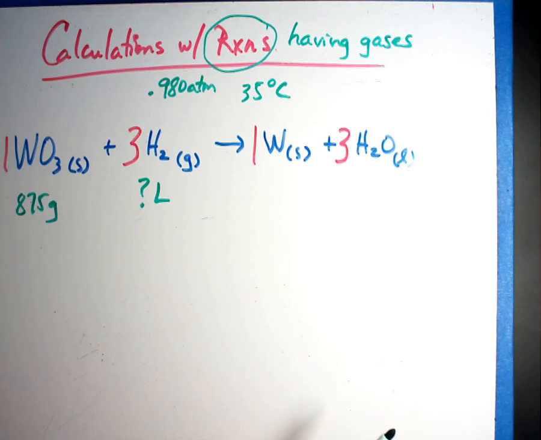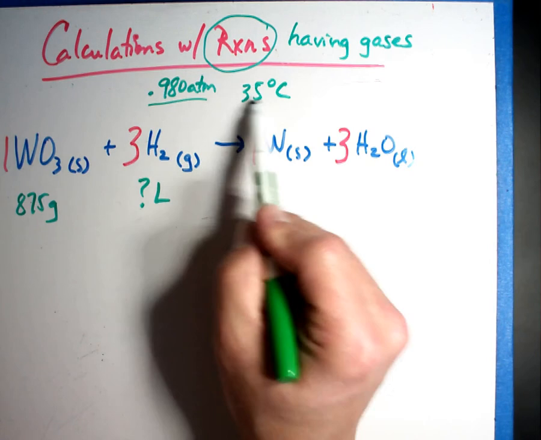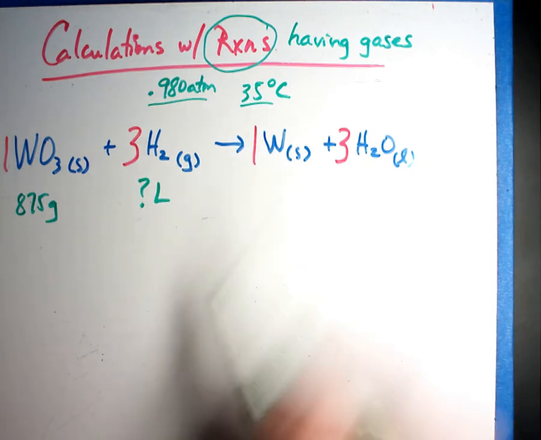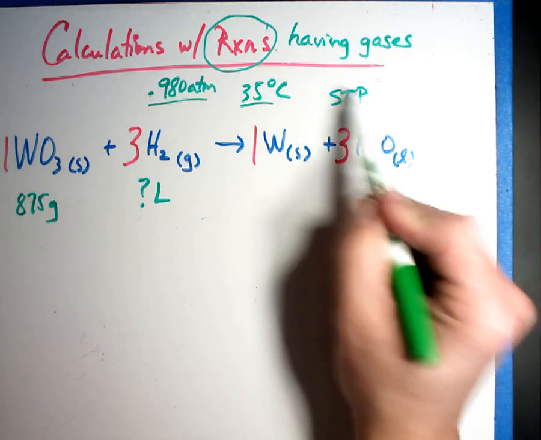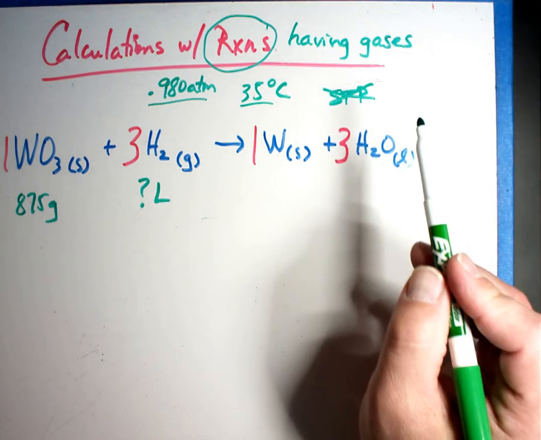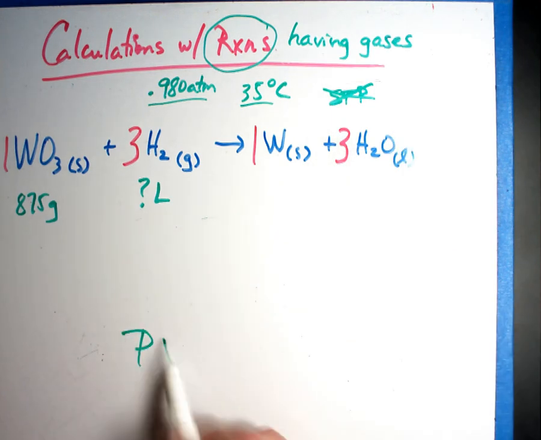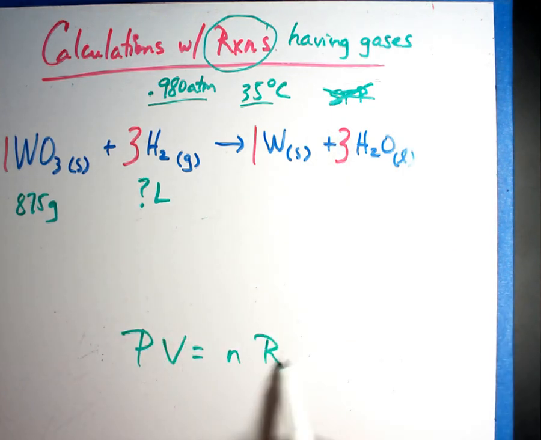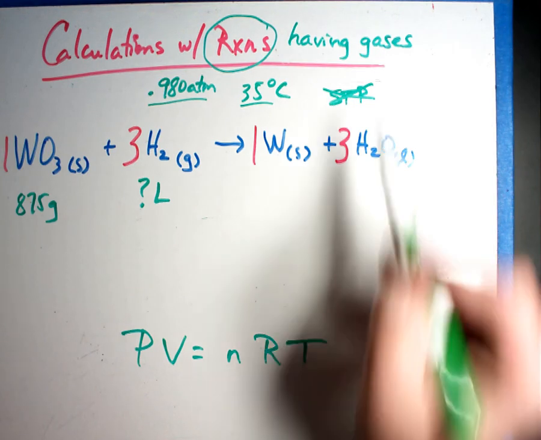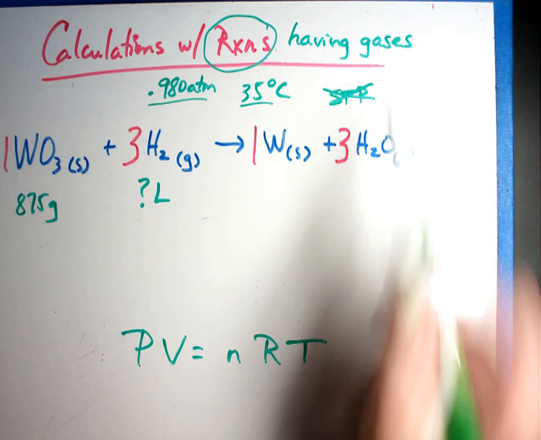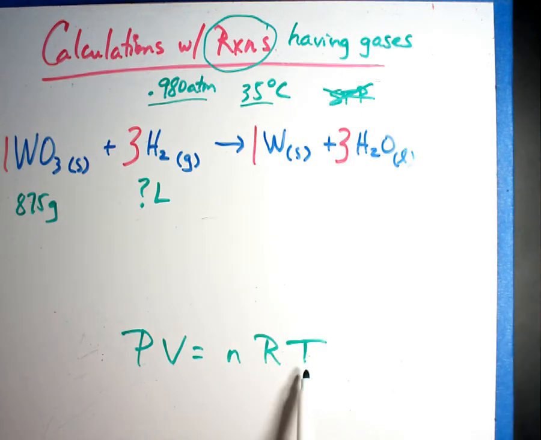To work the problem, you've got some weird things in this question. They give you a pressure and a temperature. The very first thing you're going to notice is it is not STP, so you can't do that. But the other thing we've just learned is pivnert. So here's the trick: if you can't use STP for 1 mole and 22.4 liters, use pivnert to help you.